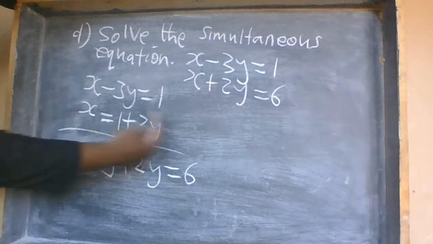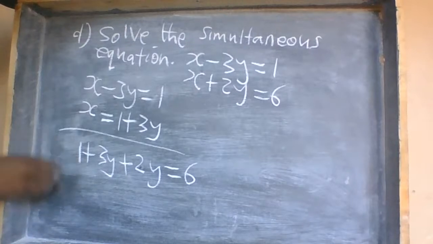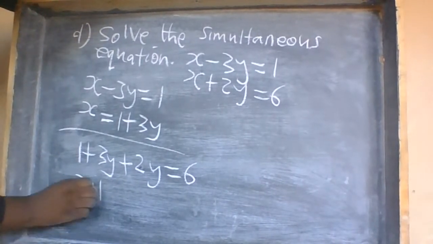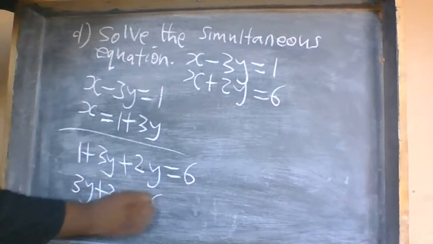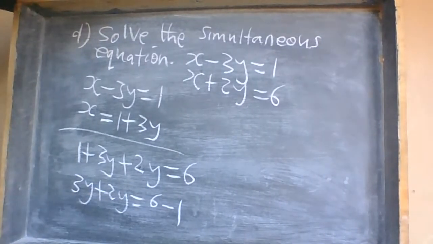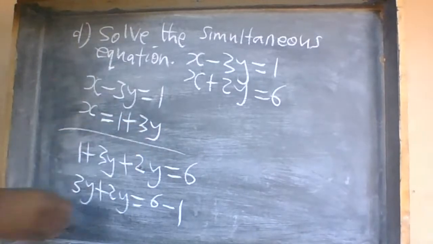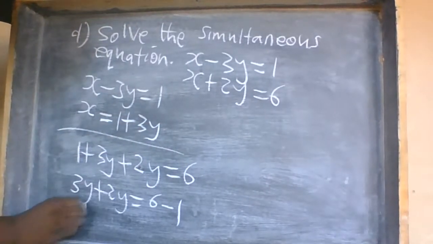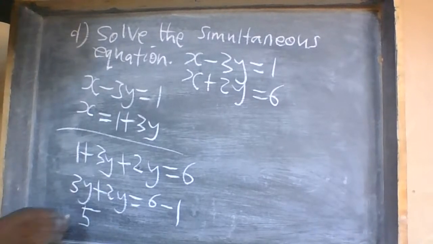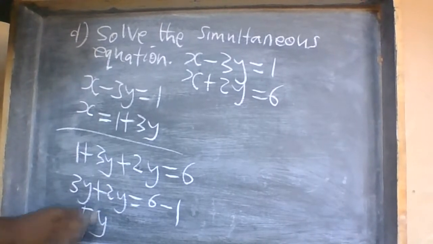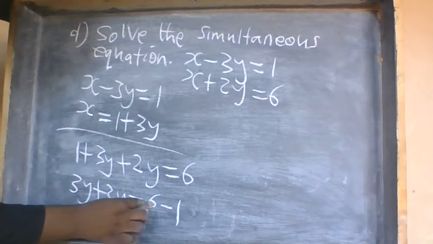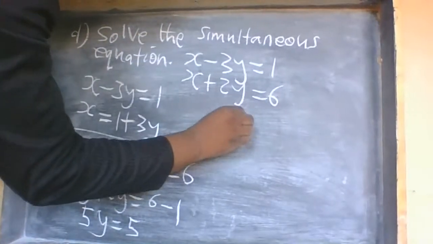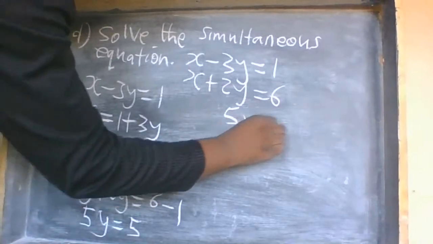This one will go on the other side of the equal sign. Therefore, it will be 3y plus 2y equals 6 minus 1. Then 3y plus 2y gives me 5y, equals 6 minus 1, which is 5. Therefore, 5y equals 5.